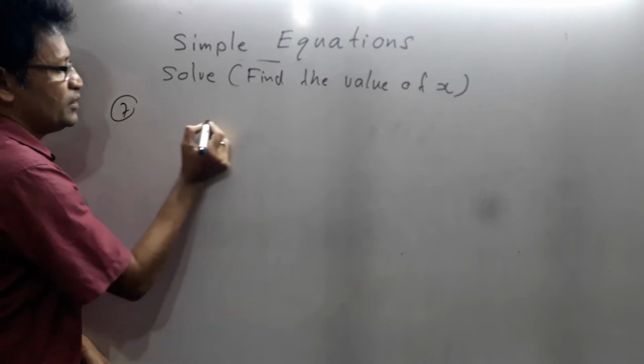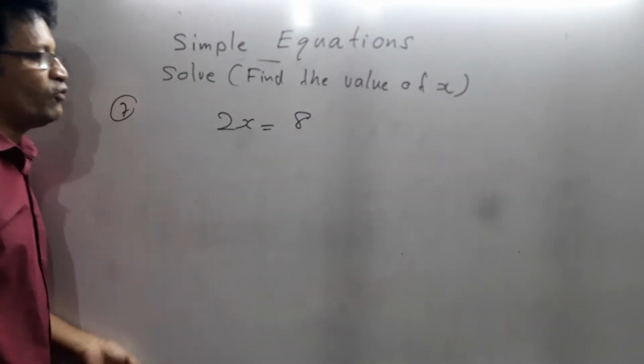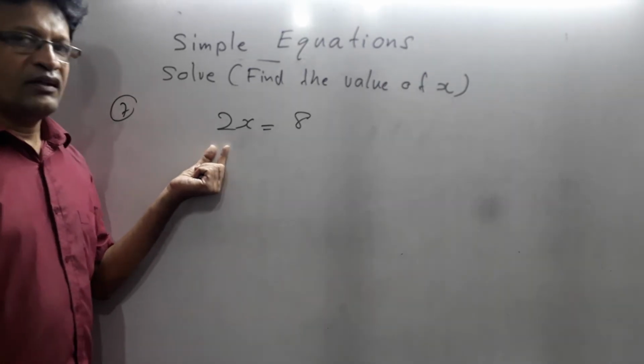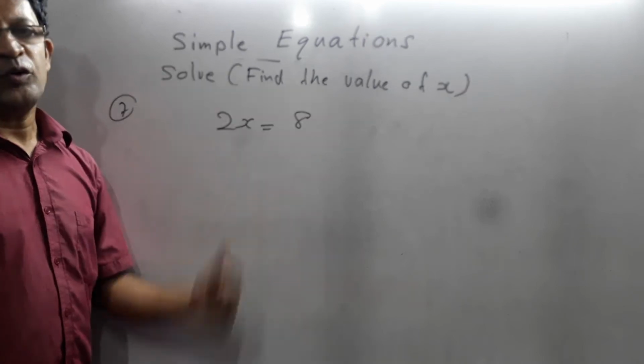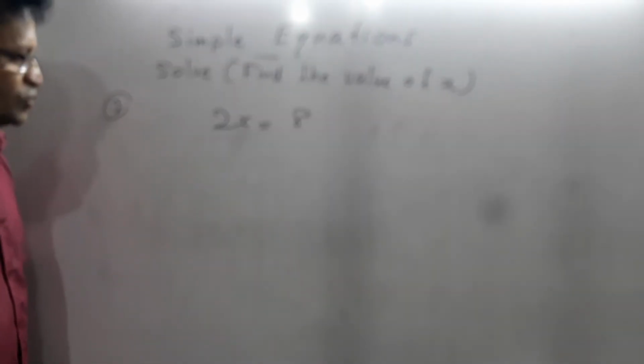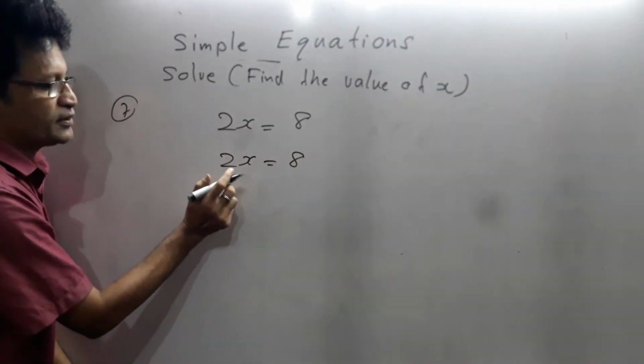Now we'll do another question. That is seventh question. 2x equal 8. You have to find the value of x. How are you going to find the value of x? Now this is like 2 mangoes cost 8 rupees. Then what is the price of 1 mango? 4 rupees. So therefore, now here 2x equal 8. I have to find the value of x.